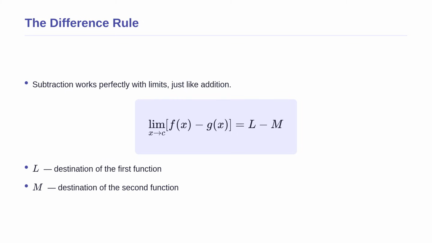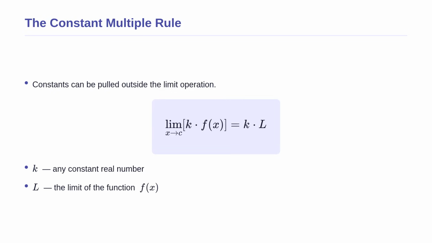Building directly on the idea of addition, we have the difference rule. Just like addition, subtraction works perfectly with limits. This formula states that the limit of one function subtracted from another is simply the difference between their individual limits. If you know the destination of the first part, which we call L, and the destination of the second part, which we call M, you just subtract the second destination from the first. As the values of L and M change, the final result changes in direct proportion to their difference. If L increases, the final limit increases, and if M increases, the final limit decreases.